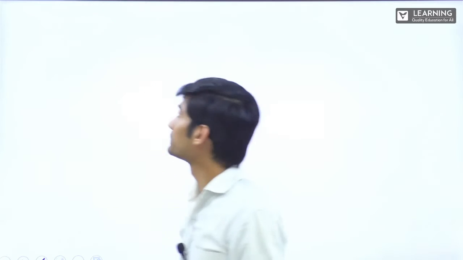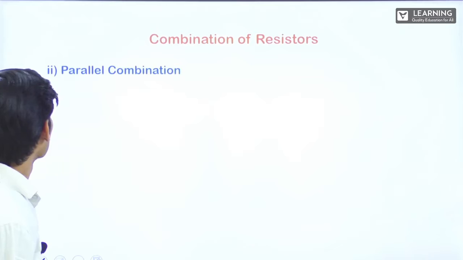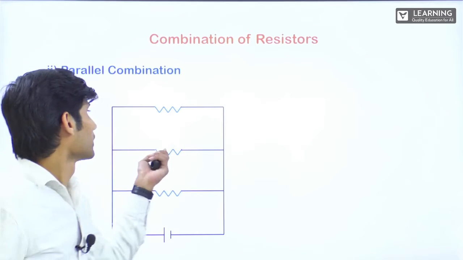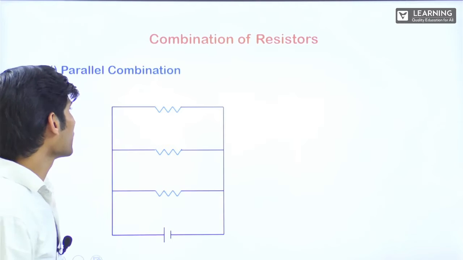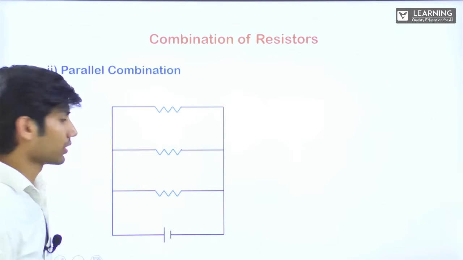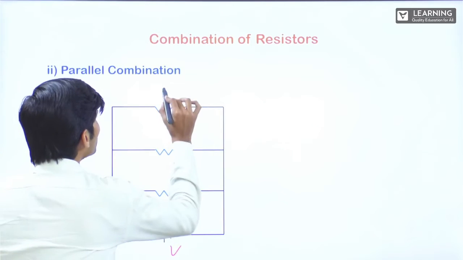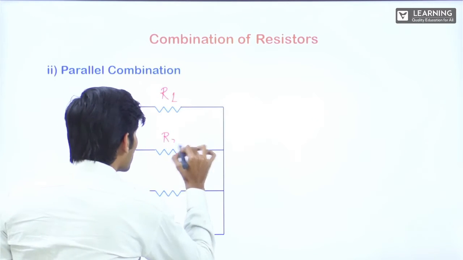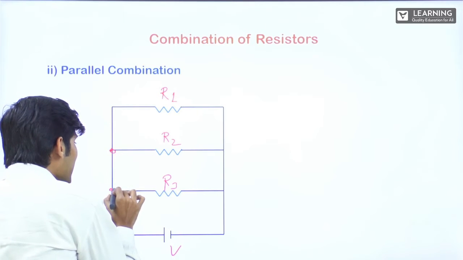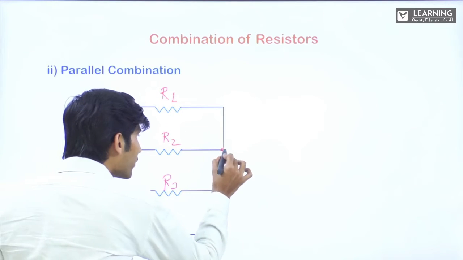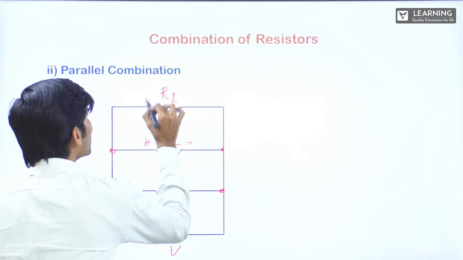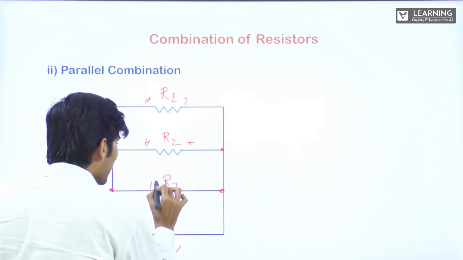Now, next, parallel combination. What is parallel combination? This is parallel combination, where this resistor, can you see this? This is the battery with voltage V, this is R1, this is R2, this is R3. The head of one resistor is connected to the head of the other. The tail of one resistor is connected to the tail of the other. This is the head, this is the tail.